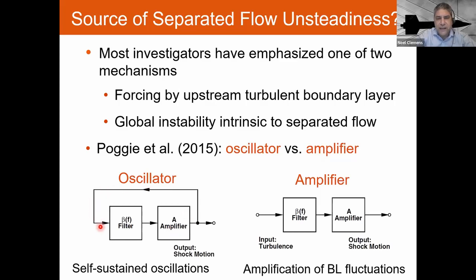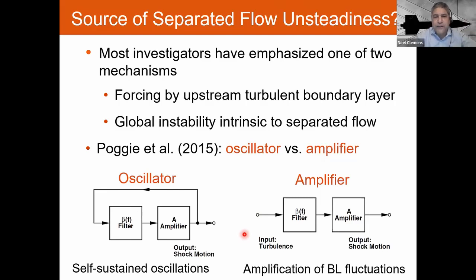So once you sort of kick it to get it going, those oscillations will be self-sustaining. You don't need to have additional forcing, for example, from the upstream boundary layer or anywhere else. In the amplifier model, it's really just filtering and then amplifying whatever is input into it. If the input's upstream turbulence, then it's going to output something related to that, a filtered version of that. But you need the turbulence. So if you take the turbulence away, it's going to stop, right?